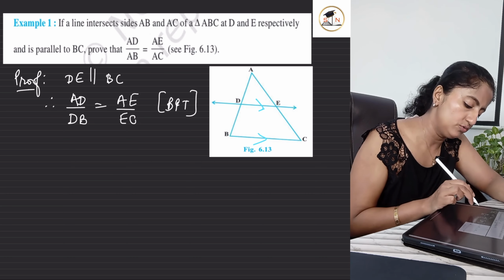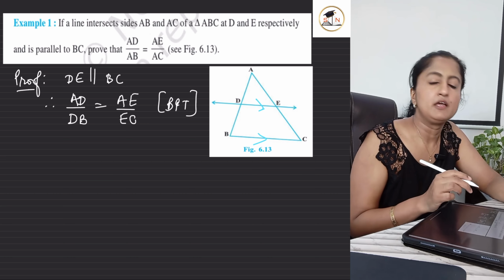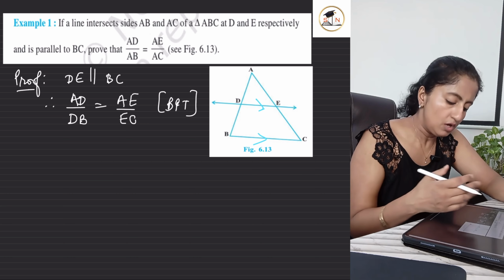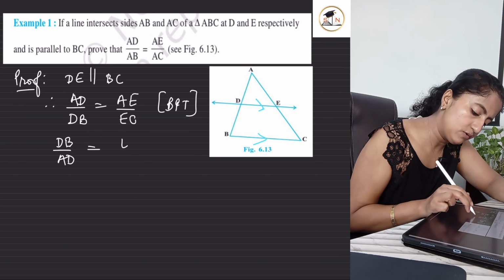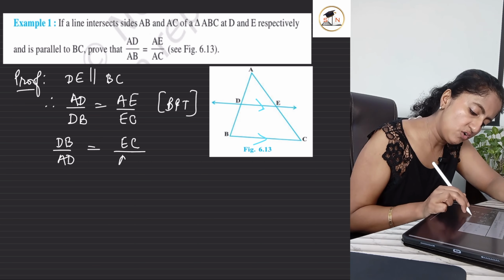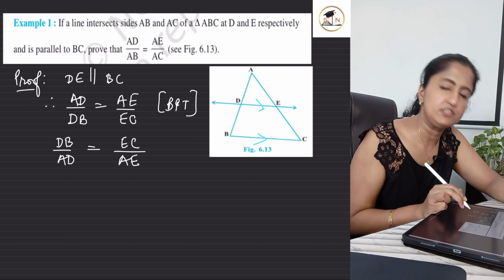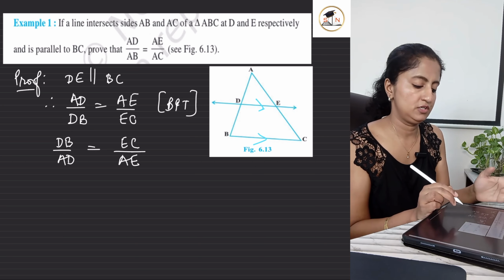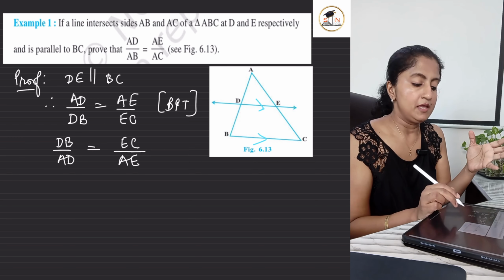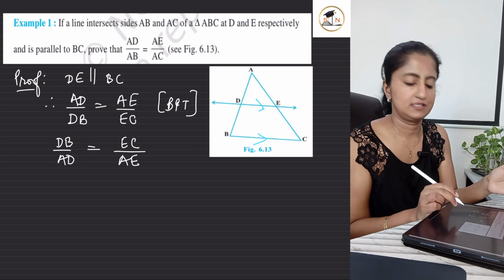So what are we going to do? We are going to flip. We are going to do the reciprocal. उल्टा कर देंगे हम इसको. So we will get DB over AD equals EC over AE. We just flipped the ratios. And why did we do it actually? You will just realize soon. We wanted AD as it is, right?